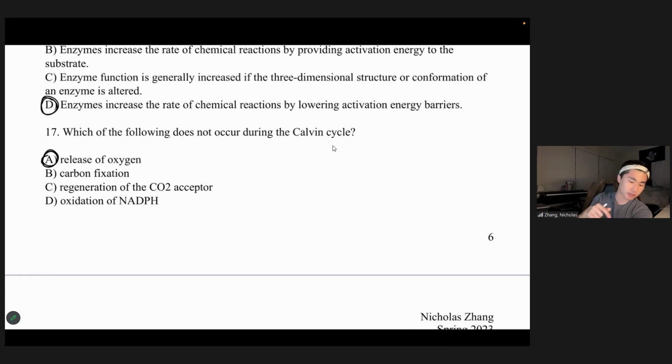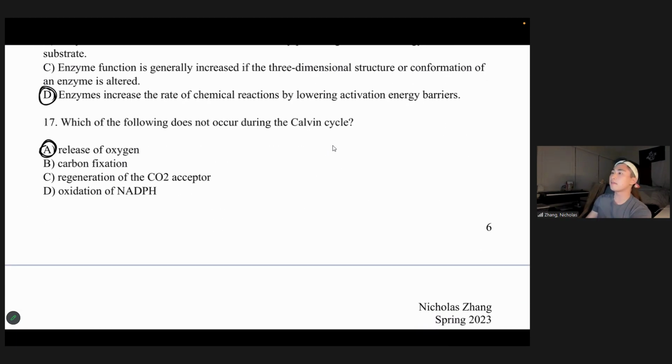17, which of the following does not occur during the Calvin cycle? What's not going to occur is the release of oxygen. Release of oxygen is something that we see in photosynthesis. Release of oxygen occurs at the start, at photosystem two, whenever the electrons are taken off of water.